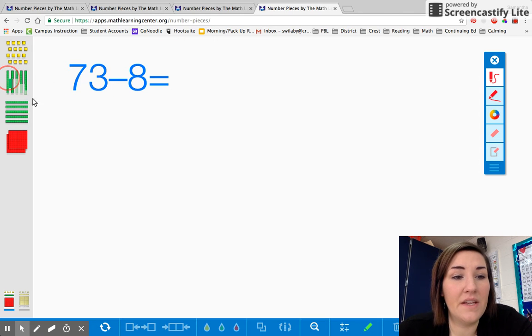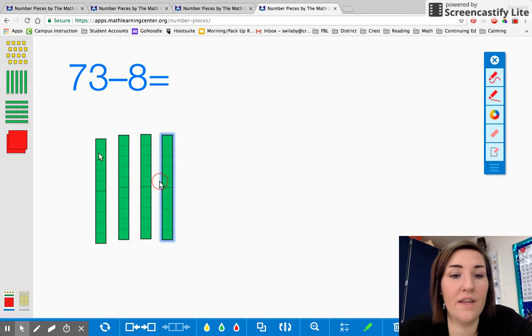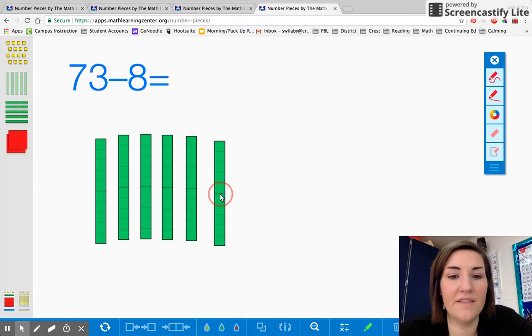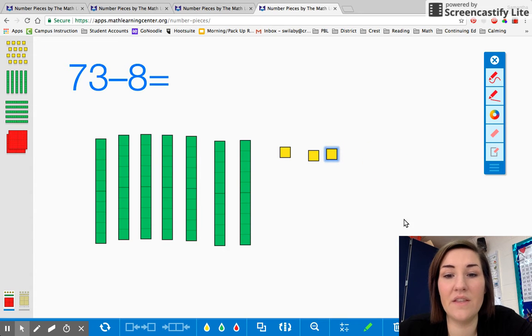So I have 73, so 10, 20, 30, 40, 50, 60, 70. I have 7 10s for 70, and then 3, so I'll need 3 1s. 71, 72, 73. I have 73 represented here with my base 10 blocks, and I'm wanting to take away 8 or subtract 8. So if I look at those ones, I see that 8 is larger than 3.